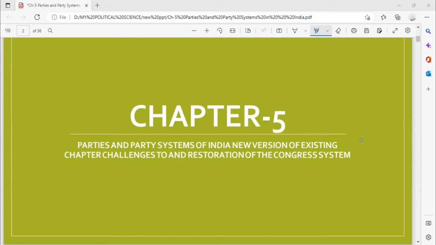So today we are going to begin with chapter number 5, Parties and Party Systems of India, and its new version of existing chapter challenges two party system and restoration of the Congress system. So these two chapters have been mixed together to form a new chapter, which is being named as Parties and Party Systems of India. So let's begin.